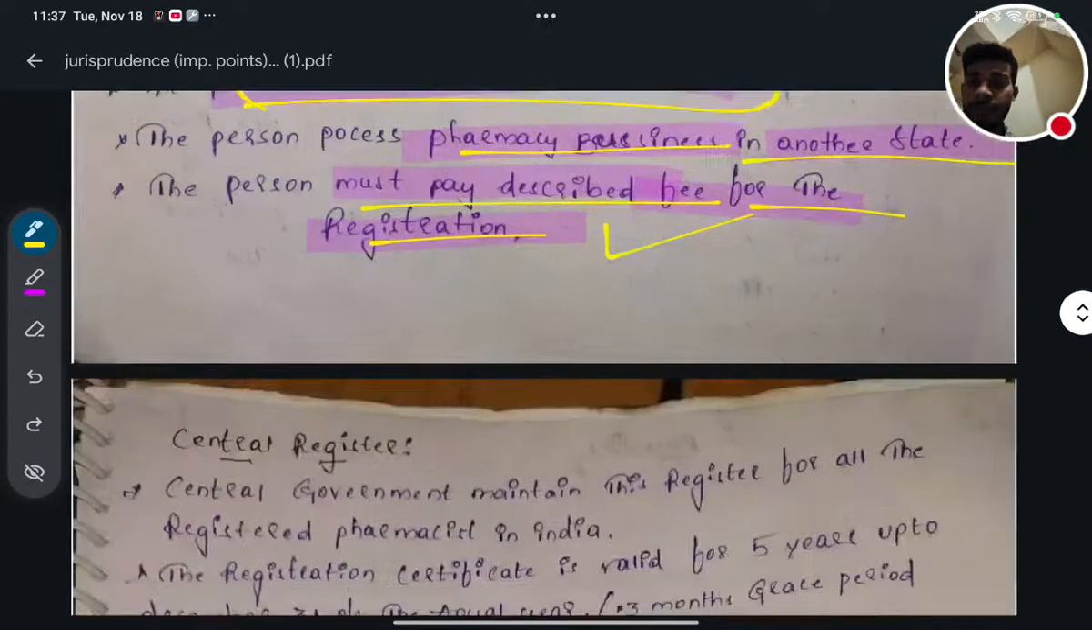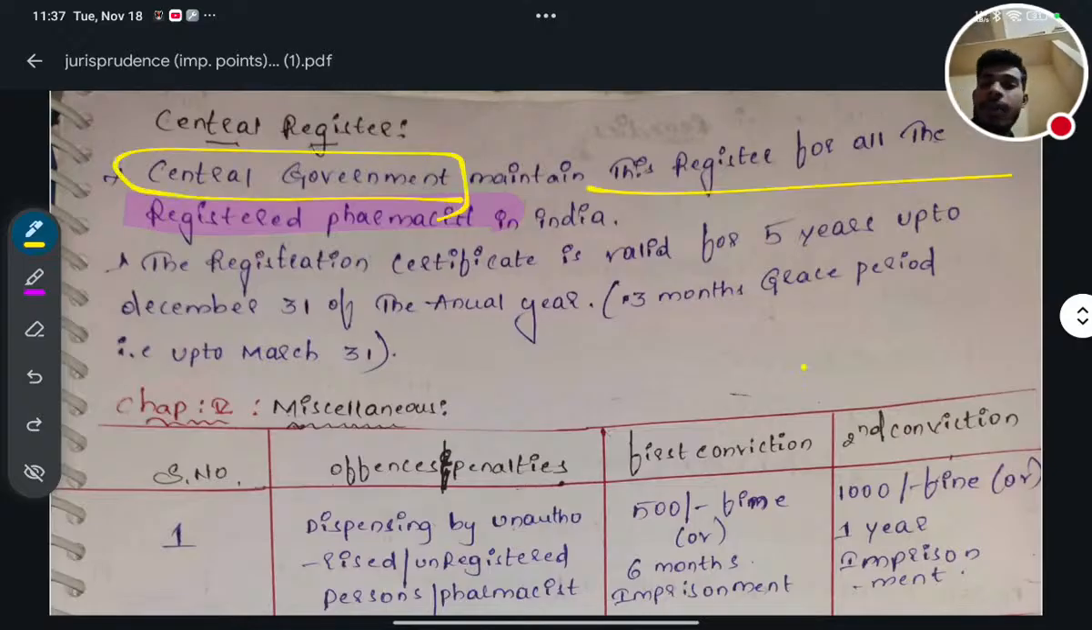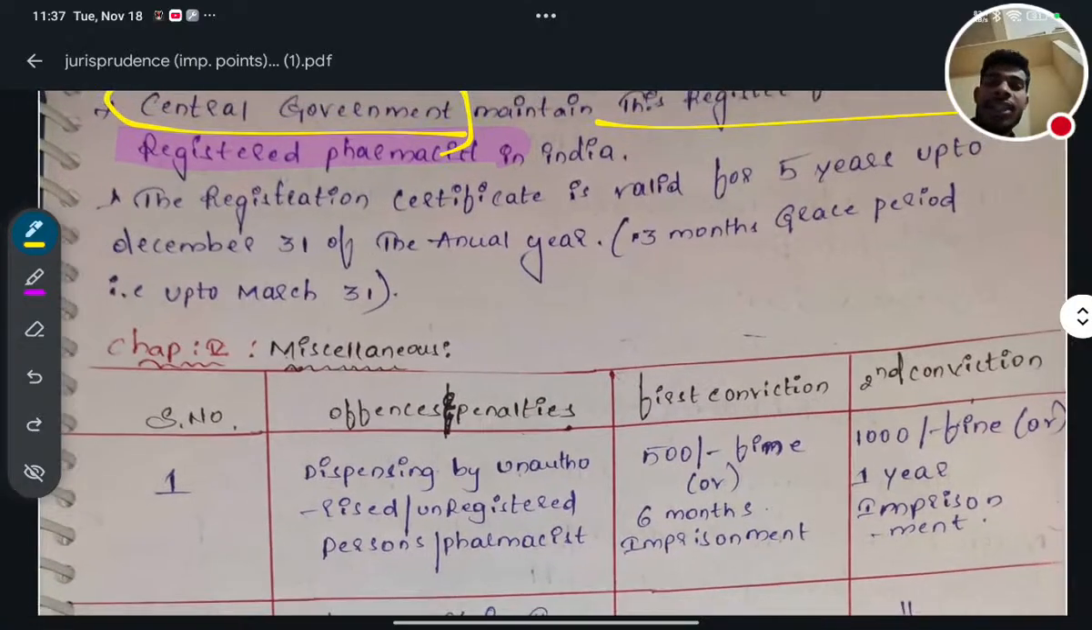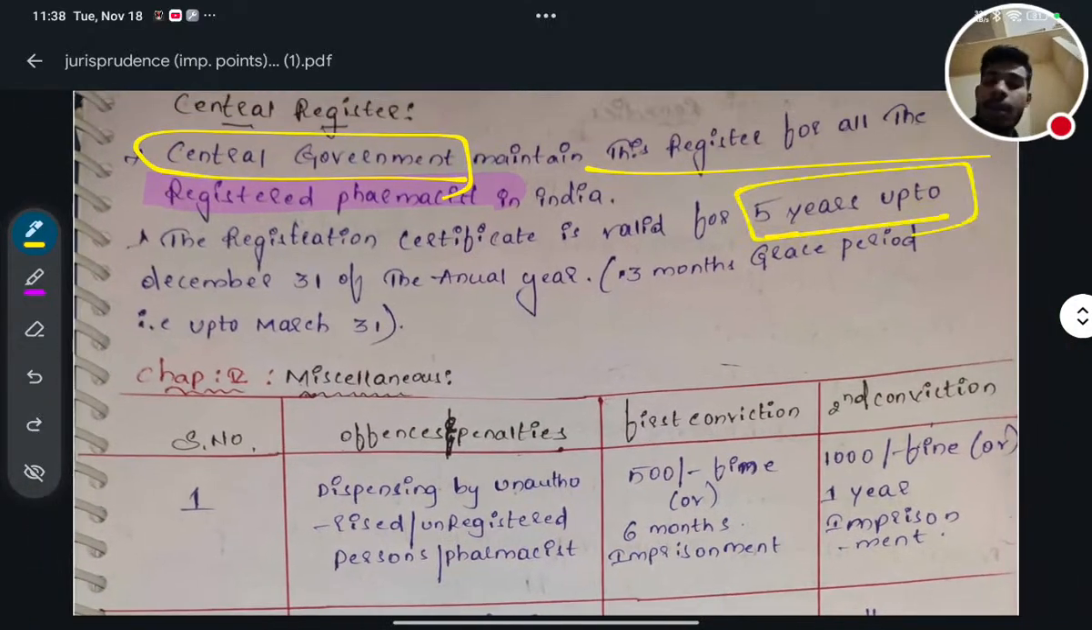Okay. Next, the central register. In the case of the central register, the central government maintains this register for all the registered pharmacists in India. Who will maintain it? The central government will maintain the register for all the registered pharmacists. The registration certificate is valid for 5 years. How much? Up to 5 years, or up to December 31st of the annual year.